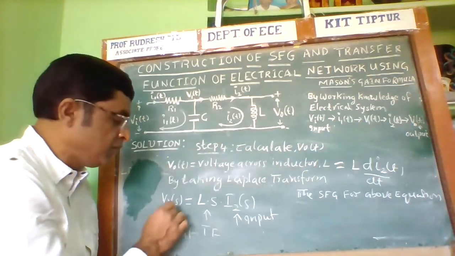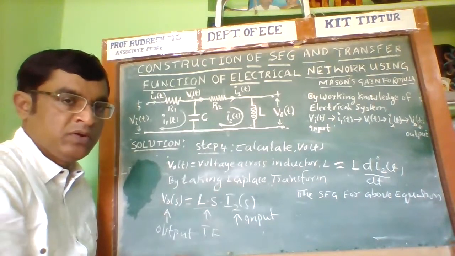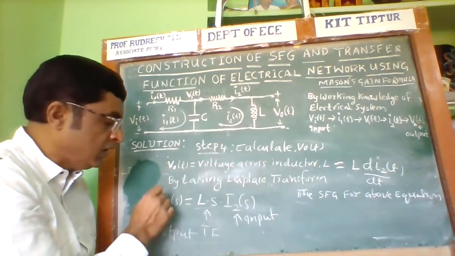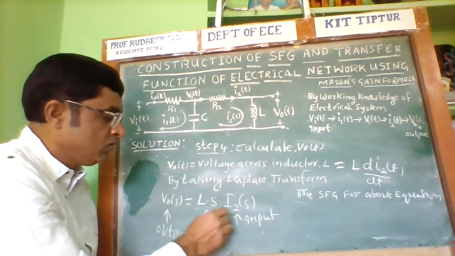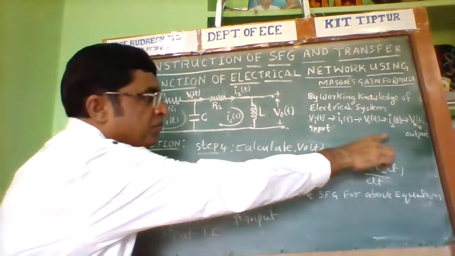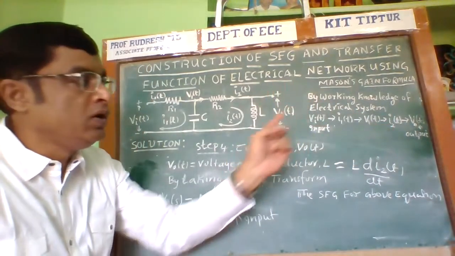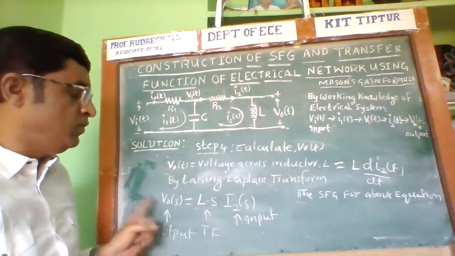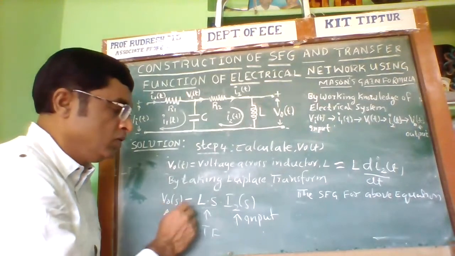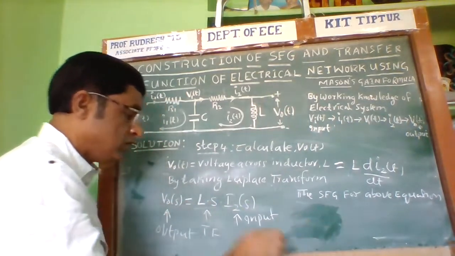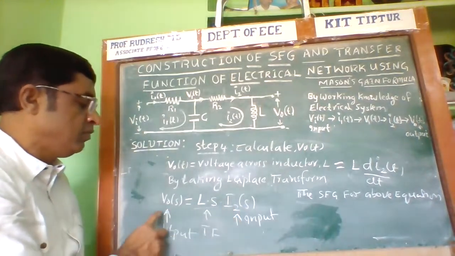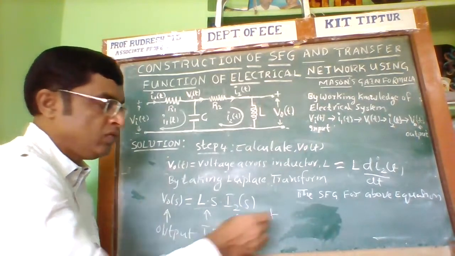From this particular equation, from working knowledge of the system, identify which is the input. The input is the output of the previous stage. The output of the previous stage is I2 of s, and the current stage output is V0 of s. So there are two variables: I2 of s is one variable, and V0 of s is the other variable.